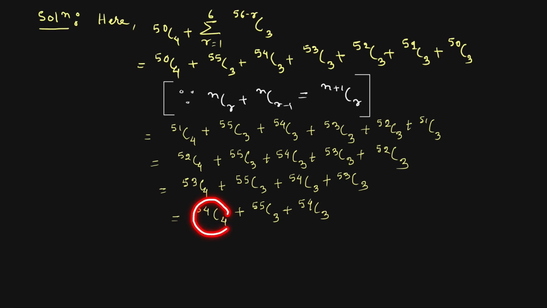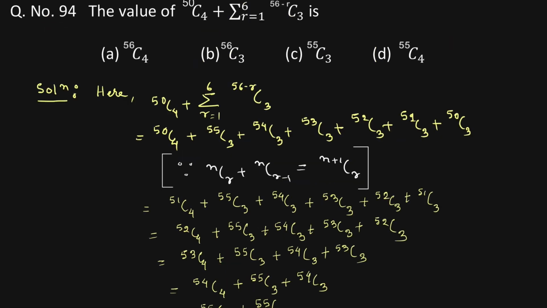So again we are going to apply here and here. Then we will get 54 plus 1, that is 55C4 plus 55C3. So at last we are going to use the same property here. Then we will get 55 plus 1, that is 56C4. So our answer is 56C4. So option number A is our correct option.